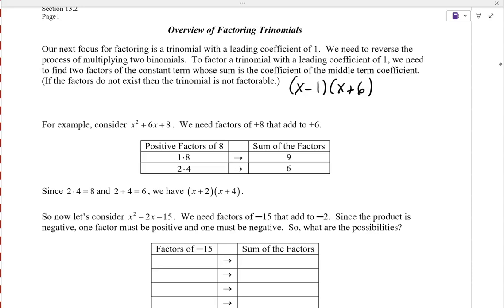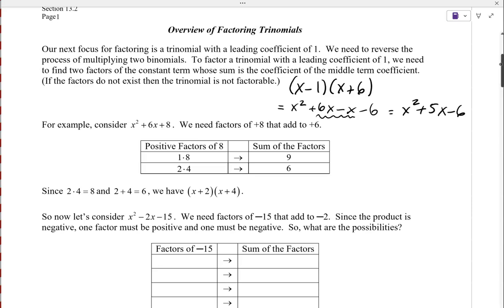So again, when we multiply, remember we have to do all the distributions, right? We have to do x times x gives us x squared. X times 6 gives us 6x. Negative 1 times x gives us minus x. Negative 1 times 6 gives us negative 6. And do we see anything that we can combine? Yeah, the 6x and the minus x, right? What does that combine to? 5x. Good.